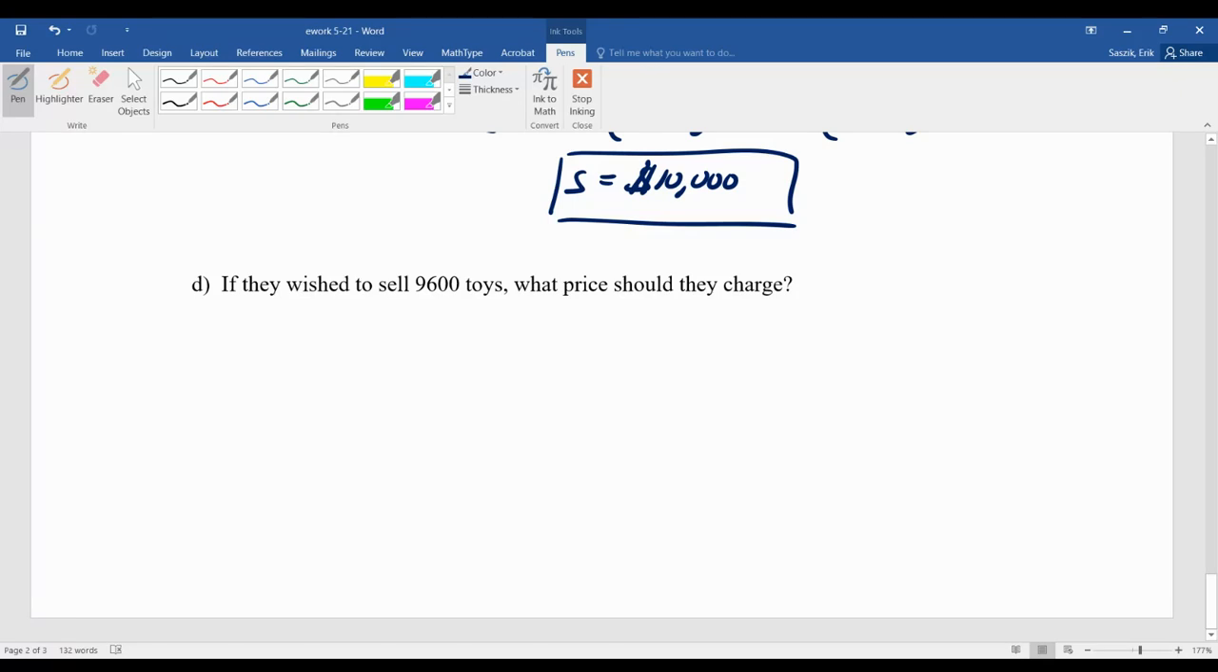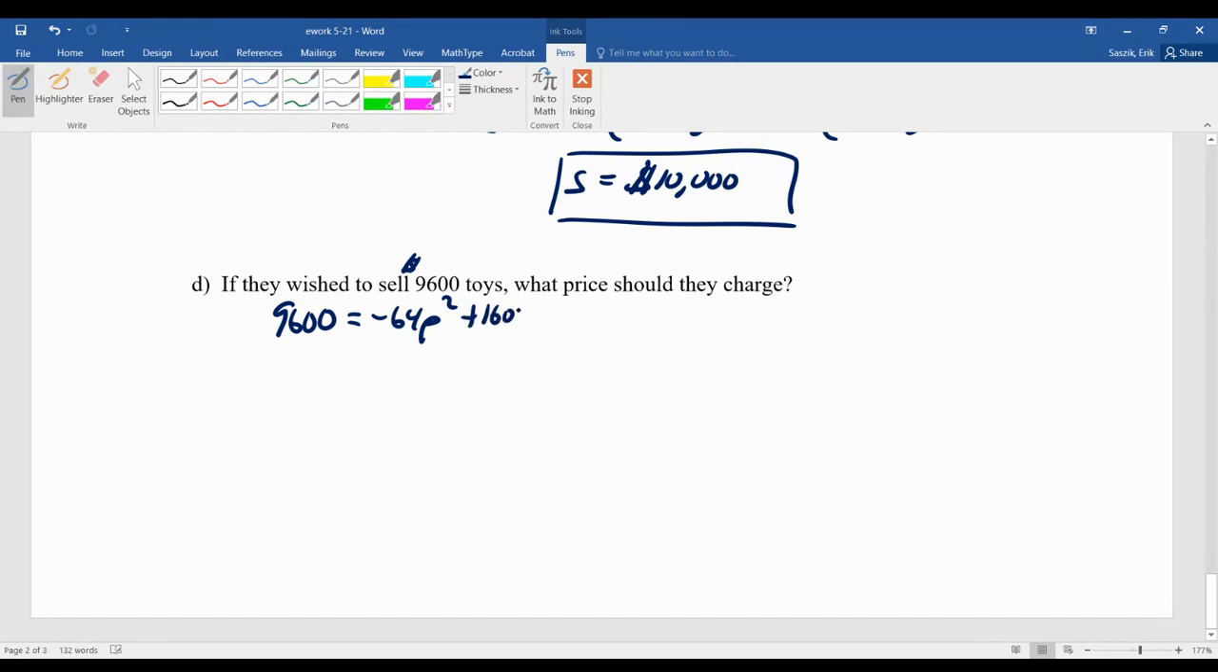Okay. Now here, think about this last one. This one's a little bit of work. If they wish to sell, whoops, we have to fix this. This should say, if they wish to sell $9,600 worth of toys, that's what it's supposed to say. What price should they charge? So this means that we're given what? We want to sell $9,600 worth of toys. So we're given the S value. So that goes in for S, and we have to solve for P.